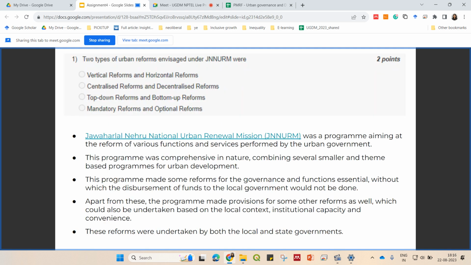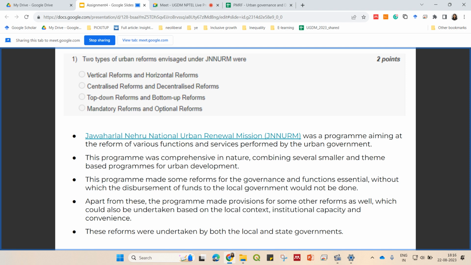So first question is, two types of urban reforms envisaged under JNNURM were what? And you were given four options: vertical reforms and horizontal reforms, centralized and decentralized reforms, top-down and bottom-up reforms, mandatory and optional. So these are the four options you've been given.